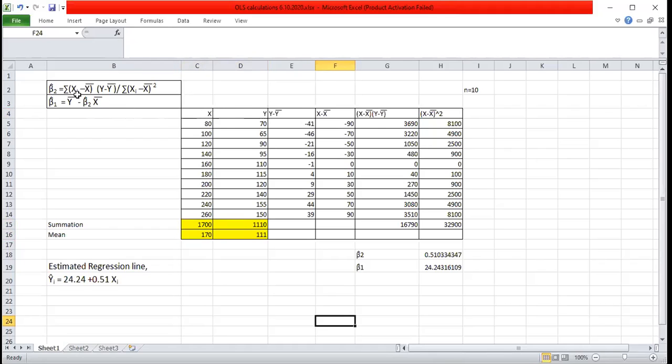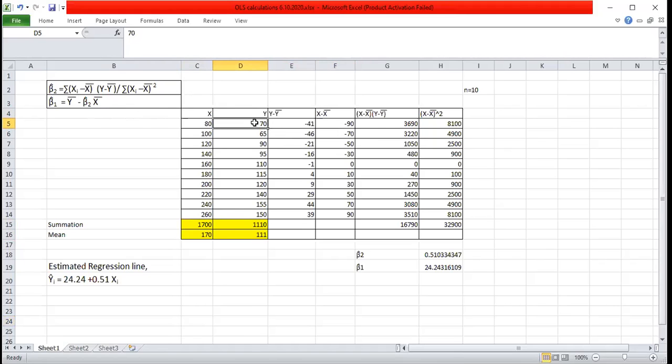What do we need? We need xi minus x bar, yi minus y bar. I try to find yi minus y bar. I'll go step by step. Please, if you have any question, you ask. So what is the first value? What is y? Y is 70. What is y bar?